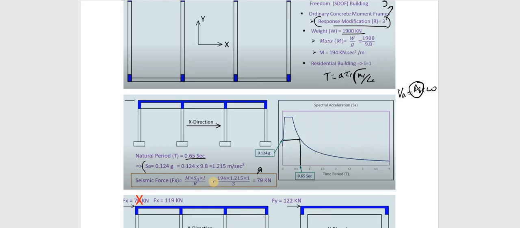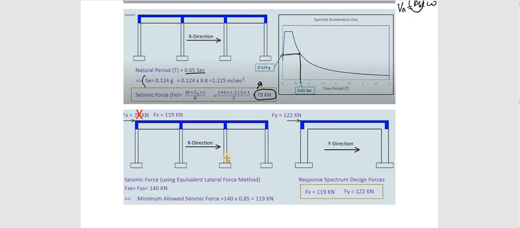After finding out the Ah, I can find out the value of W, and from that I can find out the seismic force. For example, in the x direction I have found the seismic force as 75 kilonewton. In this problem I have used a different equation, but from the exam point of view, numerical problems will not be asked from here. So just know the steps only.